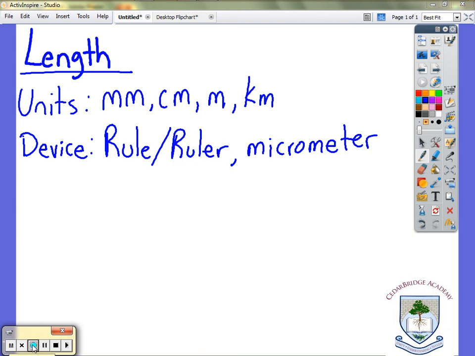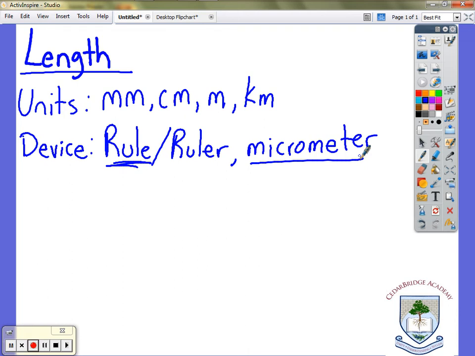Okay, so first one is length. Your units for length are millimeters, centimeters, meters, and kilometers. That should be some old information for lots of you. The device you use to measure, you're already familiar with the ruler, or the rule as they say in the UK. Micrometer might be new to you. So basically you want your ruler or micrometer to be appropriate. You're not going to use a micrometer to measure the distance between your house and Cedar Bridge.